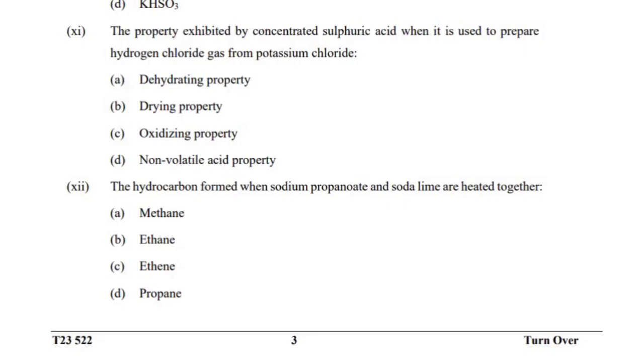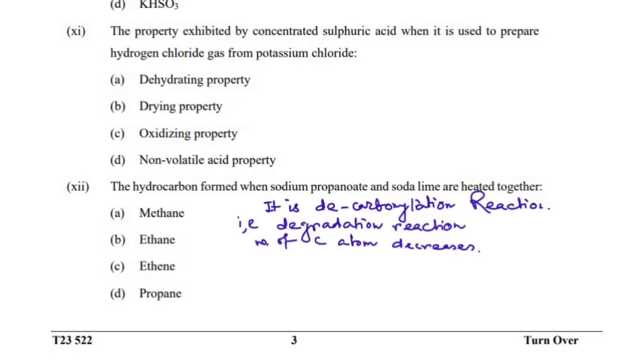What is the hydrocarbon formed when sodium propanoate and soda lime are heated together? The options are A, methane, B, ethane, C, ethene, D, propane. We know that it is clearly a decarboxylation reaction. In a decarboxylation reaction, the number of carbon atoms decreases when a carboxylic acid is treated with soda lime, then one carbon atom is lost and an alkane forms.